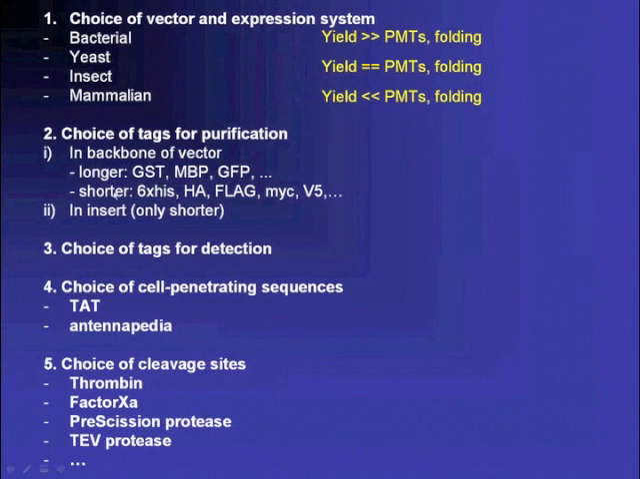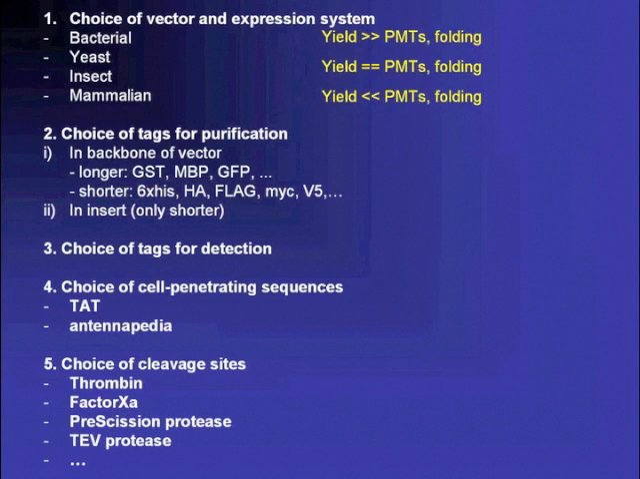On the other hand, I think it's also convenient to use shorter purification tags. The 6-His, the HA tag, the FLAG tag, Myc, V5 tag might all be convenient to tag your peptide. If you want to have the flexibility, you could also put it in your insert. But of course, there I think it's better to have only a shorter tag present. These are, of course, tags for purification. Of course, one can also use these tags for further detection and assessment. And so we also need to think about that.